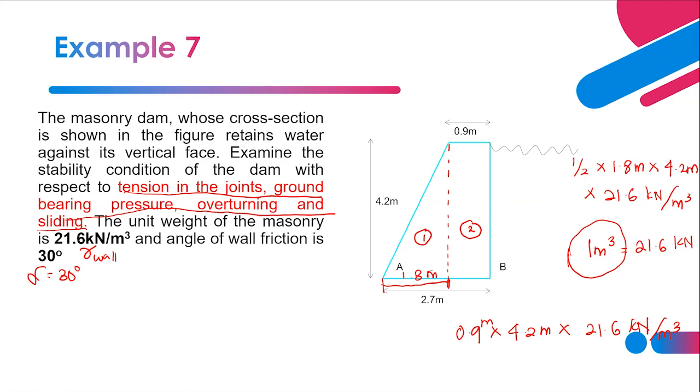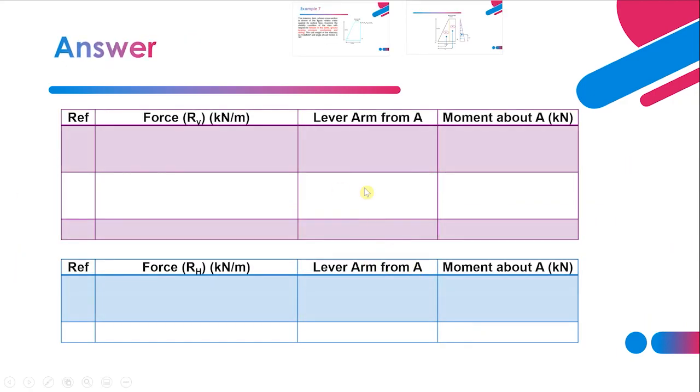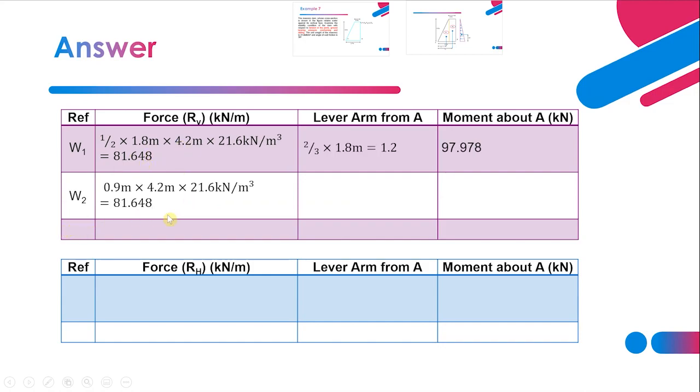That one is for area number 2. Okay, I've done it. Okay, so this is for the first area, and then for the second area, this is for the second area. So here I put W1 and W2, meaning weight of the wall 1 and weight of the wall 2.